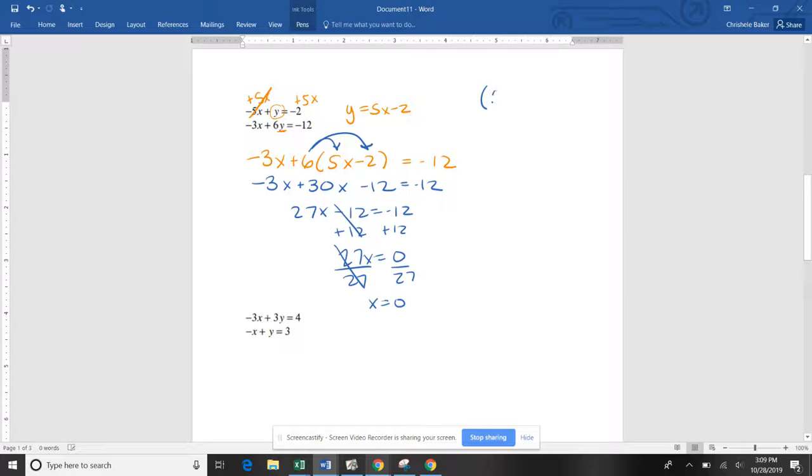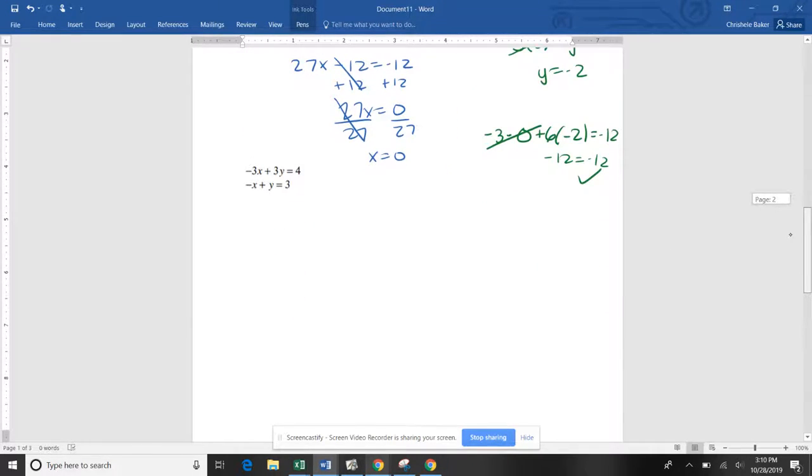You're allowed to get 0 as an answer. Don't let it scare you. Plugging a 0 back in. Again, I can go anywhere I want, so I'm going to use that top equation. Negative 5 times 0 is 0, so y is equal to negative 2. Checking my work, this is x, this is y. Plug that back into my bottom equation. Negative 3 times 0 plus 6 times negative 2 should equal negative 12. Well, that's 0. 6 times negative 2 is negative 12, and that works.